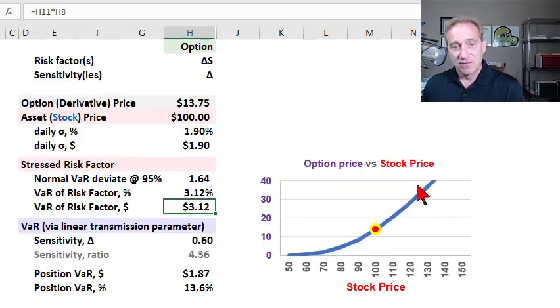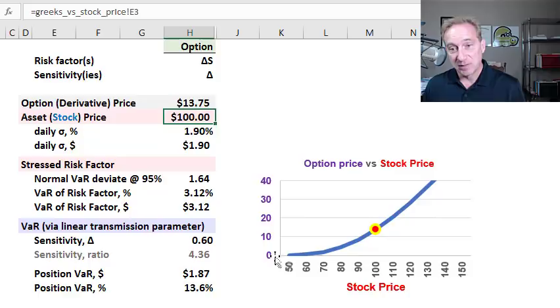Okay, so if I look at the option first, I've made some assumptions here that we are long a call option that is at the money when the stock price is 100. And I've plotted that option price here. Here's the red dot. When the option is at the money, the stock and the strike are 100, and my option price is equal to $13.75, if I assume a 1-year option and a volatility of 30%. Those choices are arbitrary.